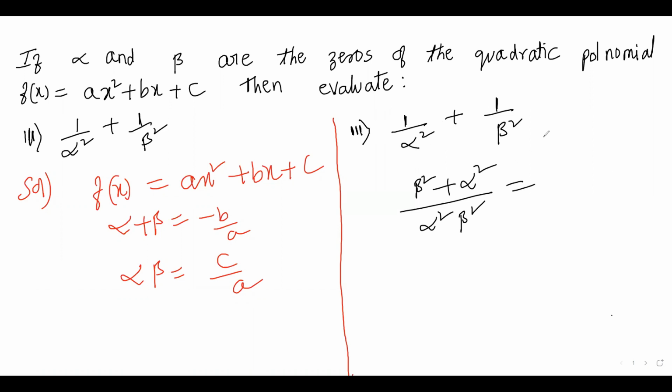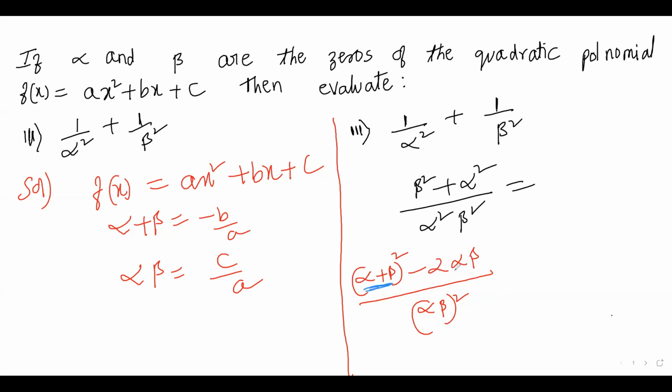So numerator alpha square plus beta square can be written as alpha plus beta whole square minus 2 alpha beta. So numerator is written as alpha plus beta whole square minus 2 alpha beta, and the denominator we can write alpha beta whole square in the denominator.